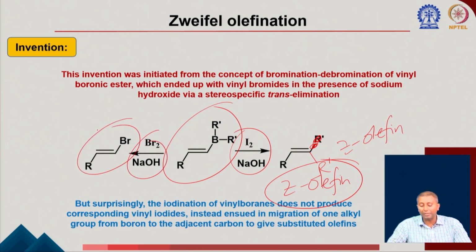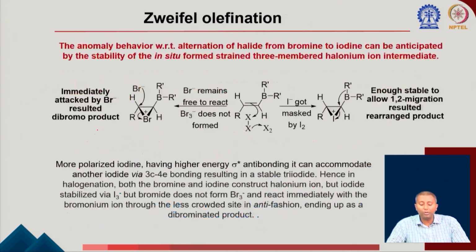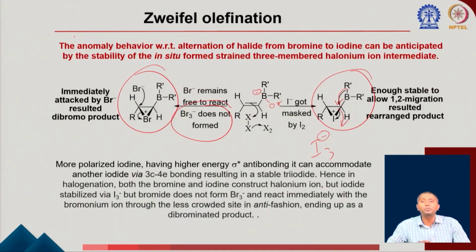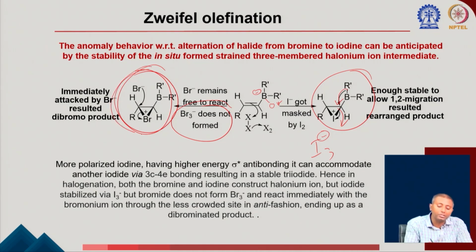So there are 2 things happening. One of the important things is, when you have NaOH, we have to understand the corresponding mechanism of how this reaction is happening here. So in the next slide, I am going to show you the importance of using bromine versus iodine. You can see here that if you use bromine, then you will end up getting this corresponding bromonium, and then the bromide is going to open up the bromonium because these bromoniums are not stable.